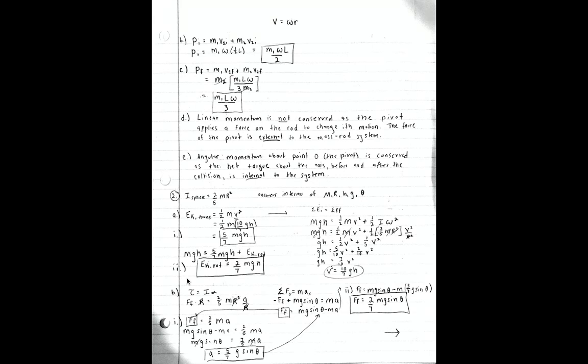However, the reason the rod comes to rest has to do with the force of the pivot on the rod, which matters if we're talking about linear momentum, since the collision occurs between the rod and the object. The pivot force on the rod and the rod's force on the pivot, which are equal in magnitude but opposite in direction, are external to the particle and rod system. So linear momentum is not conserved. As the pivot applies the force on the rod to change its motion, the force of the pivot is external to the mass and rod system.